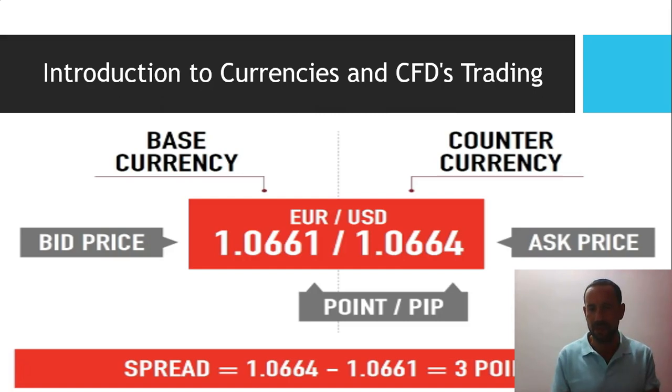So let's take this case as an example. If you buy the euro dollar, right, and you open a position of $1,000, you would pay 30 cents. That's the price, right? That's the difference between the bid price and the ask price on a $1,000 position.